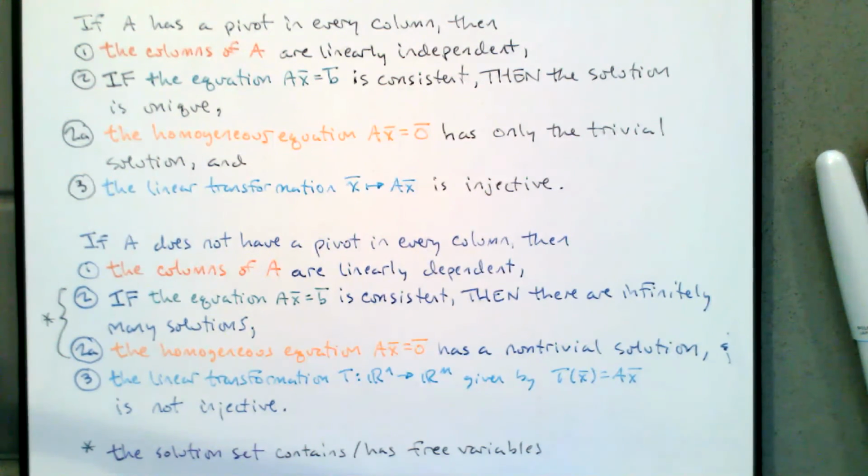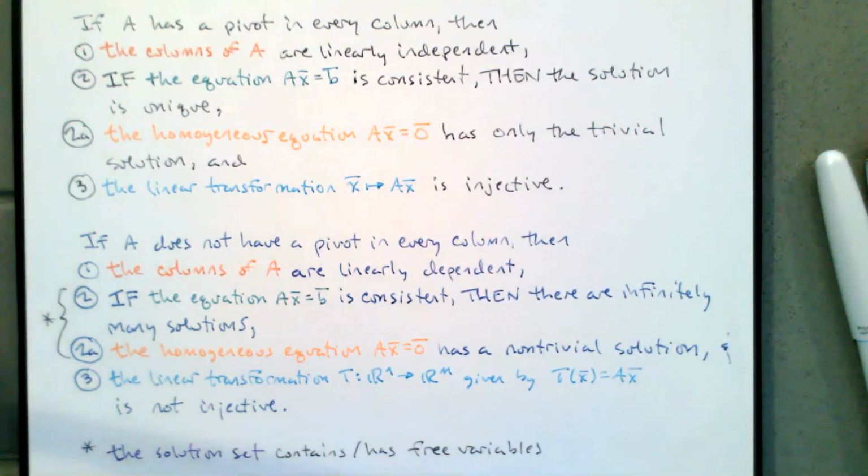If A has a pivot in every column, then the columns of A are linearly independent. And we can also find that out by saying that the homogeneous equation AX equals 0 has only the trivial solution. Some of you wrote on your responses, the equation has only the trivial solution, and I said, what equation? It's the homogeneous equation that has only the trivial solution when the columns of the matrix are linearly independent.